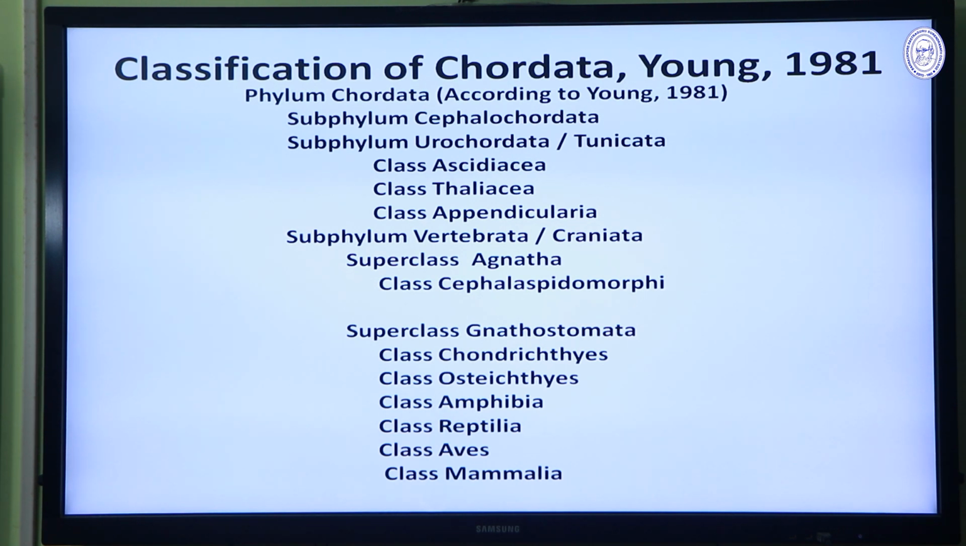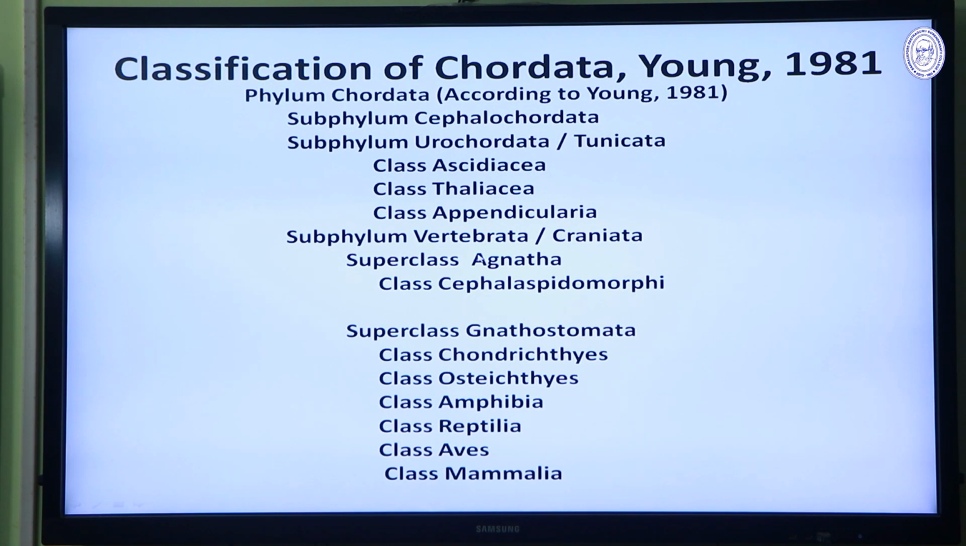So, phylum Chordata now has 3 subphyla: Cephalochordata, Urochordata and Vertebrata. Again, subphylum Cephalochordata and Urochordata together are called protochordates because they arrived first, then Vertebrata. So, subphylum Urochordata, also called Tunicata, consists of 3 classes: class Ascidiacea, class Thaliacea and class Appendicularia.